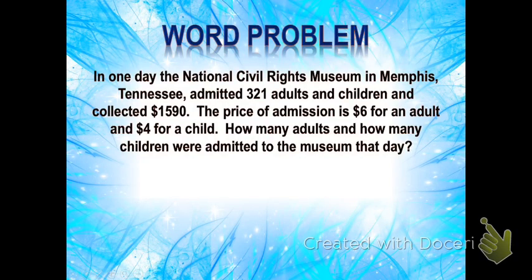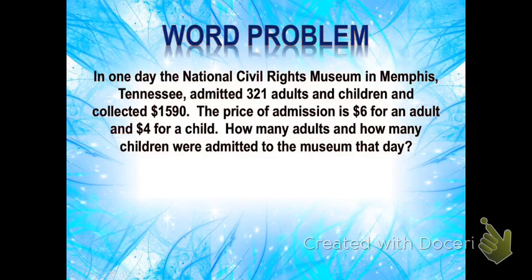Let's try a word problem that we can solve with a system. In one day, the National Civil Rights Museum in Memphis, Tennessee, admitted 321 adults and children and collected $1,590. The price of admission is $6 for an adult and $4 for a child. How many adults and how many children were admitted to the museum that day?